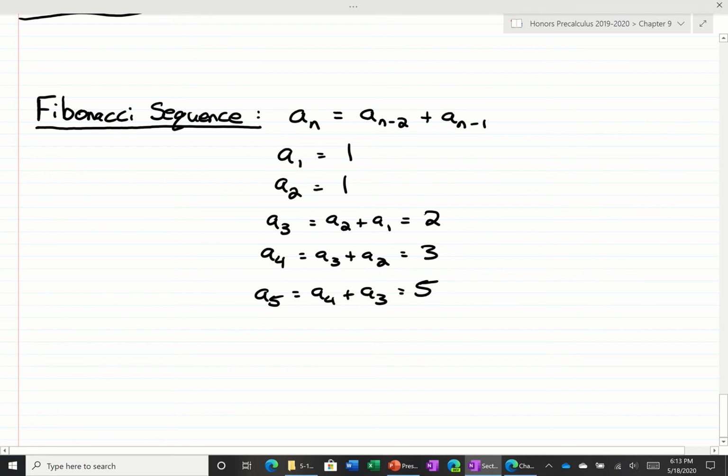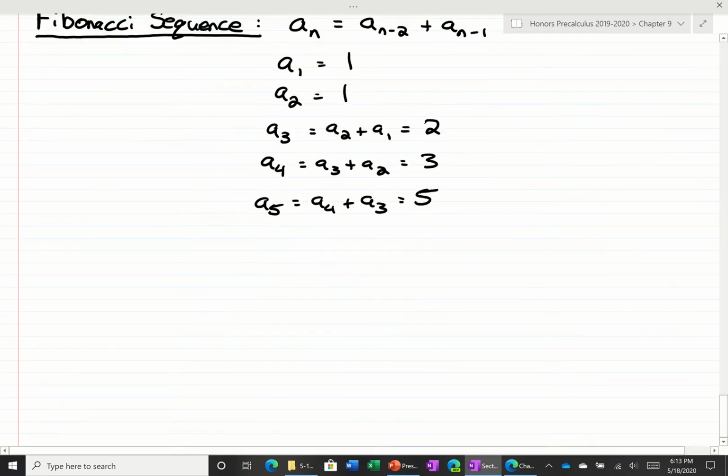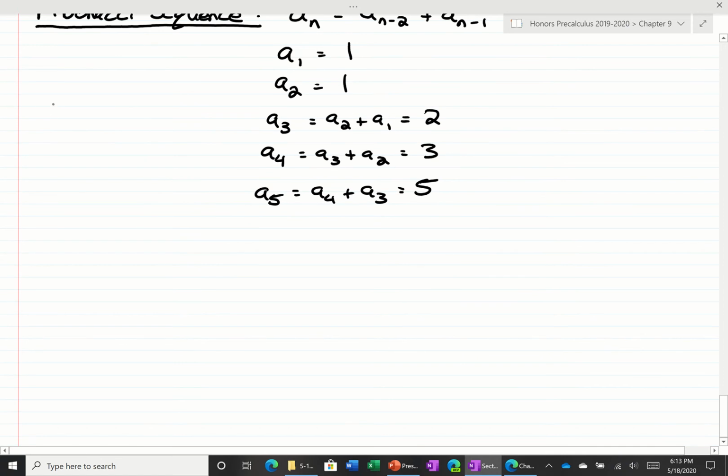Now, most people don't know what the origins of this sequence are. So the origins of this sequence actually come from a love story of two bunnies. So the idea is that you put a male and a female bunny in a box.